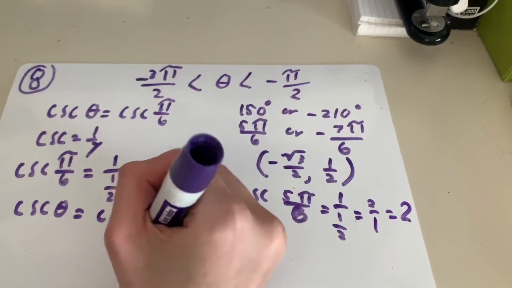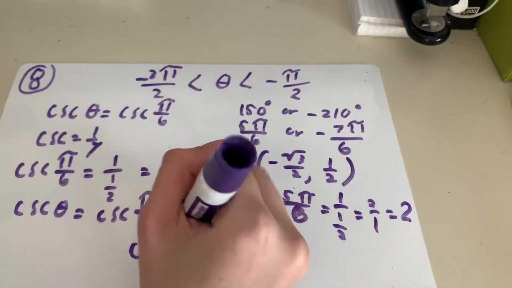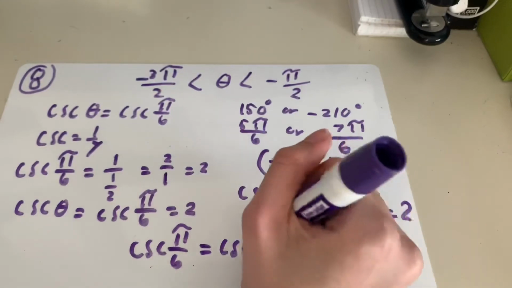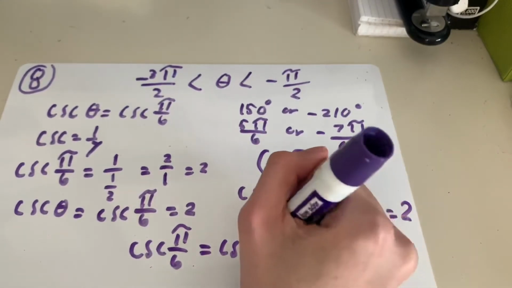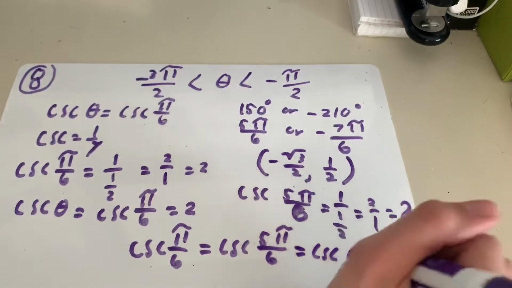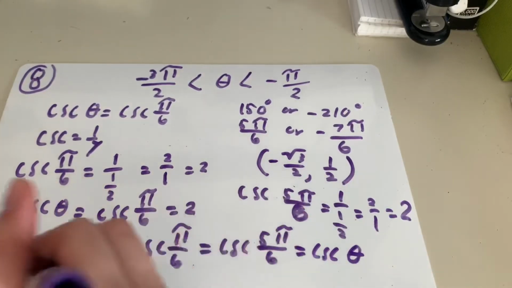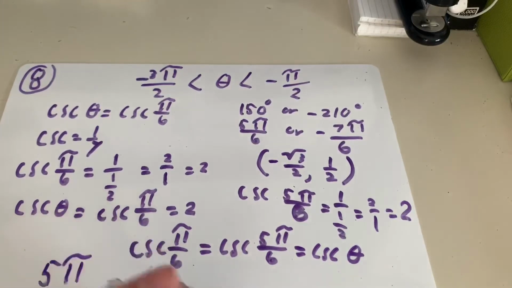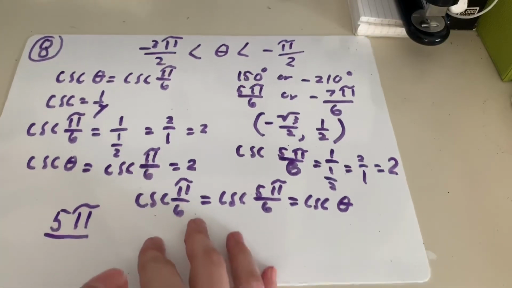So the cosecant of pi over 6 equals the cosecant of 5 pi over 6, which equals the cosecant of theta. So 5 pi over 6 is a possible answer, or a possible angle. And so is negative 7 pi over 6.